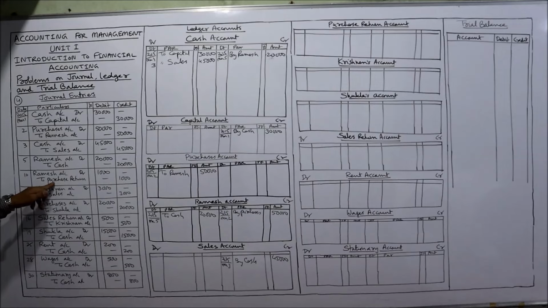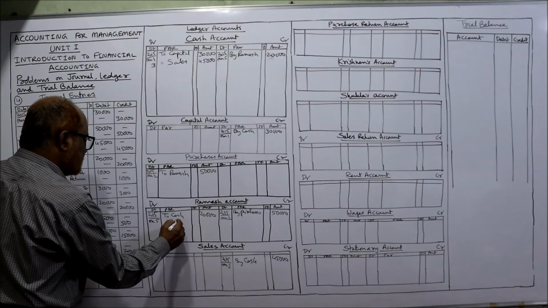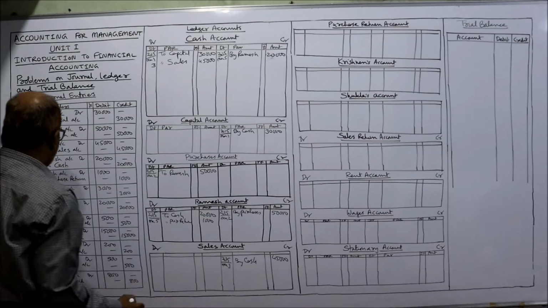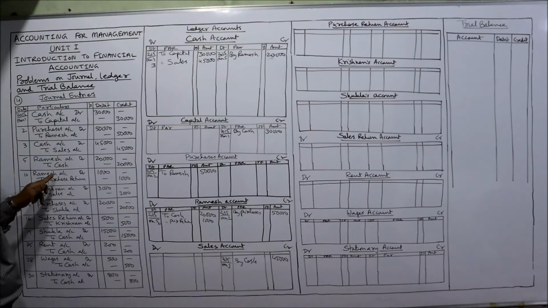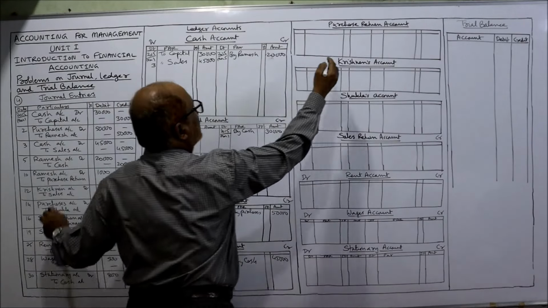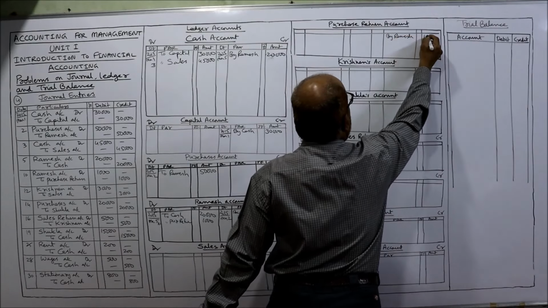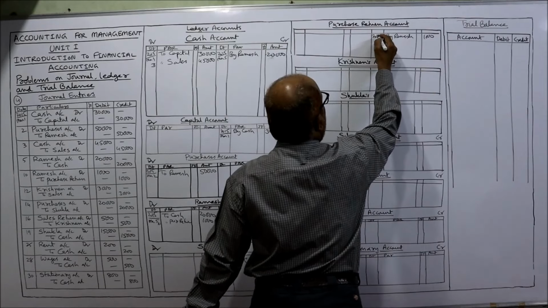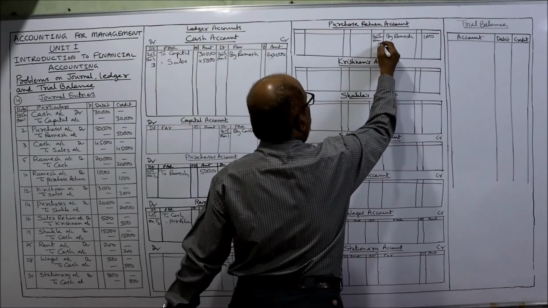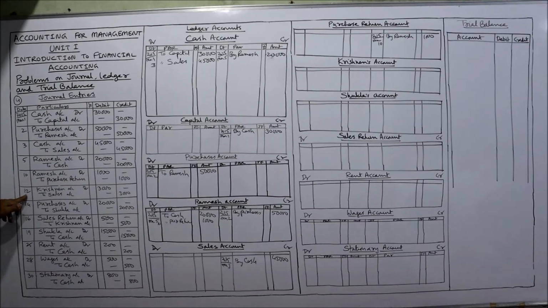Now Ramesh account debtor to purchase return. So Ramesh account should be debited to purchase return. How much? 1000. Date is 10th. So Ramesh account is debited. Purchase return account should be credited. So purchase return credit side by Ramesh, 1000. Date is 2015 March 10th. So March 10th completed.